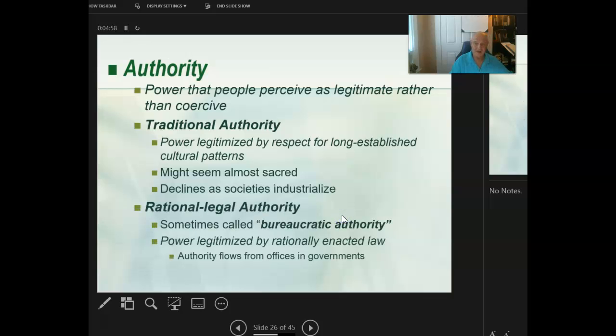We live, for better or worse, in what we call rational legal authority. It's power legitimized by rationally enacted law. The argument made in Chapter 2, though, is that the entities that have kind of usurped this system are all acting in their own self-interest. This is what's called bounded rationality. So I hope this little tour of social institutions informs your reading of your 2 chapters and your discussions, and hopefully a consideration of your final topic.